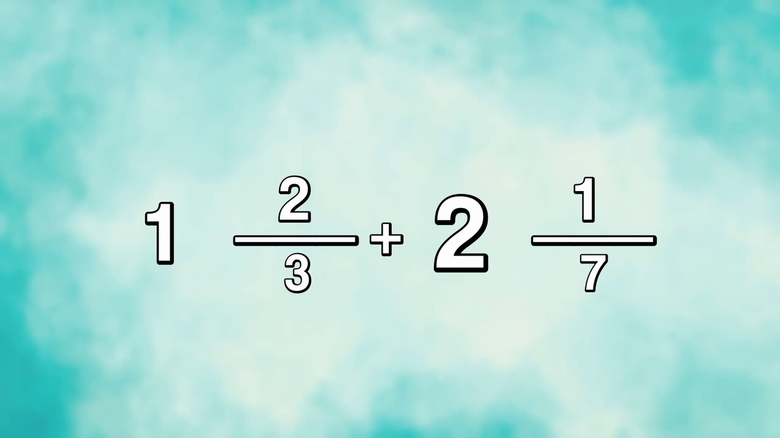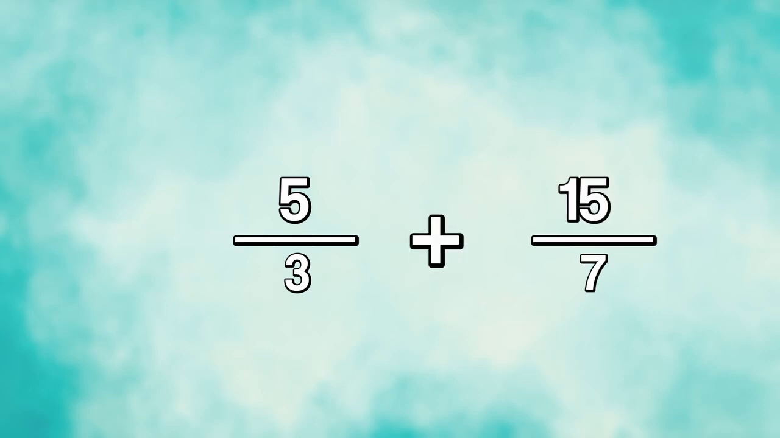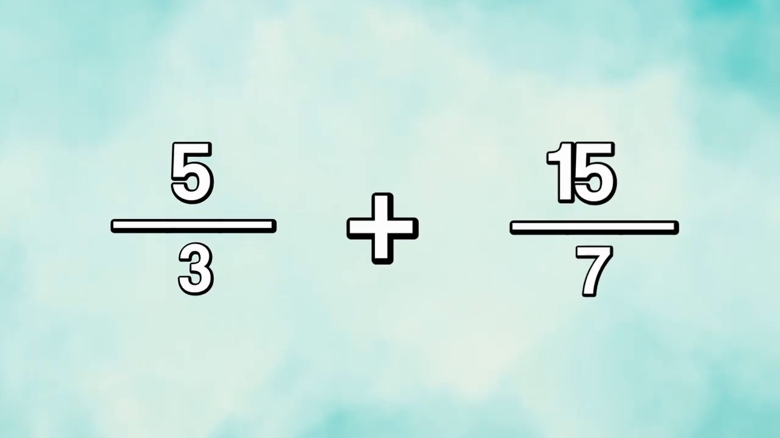The first thing I'm going to do is convert them both to improper fractions. So 1 2/3. 1 times 3 is 3, add on the 2 is 5. 5 over 3. That's now an improper fraction. 2 1/7. 2 times 7 is 14, add the 1 is 15, so it would be 15 over 7. So I've now got 5 over 3, add 15 over 7.